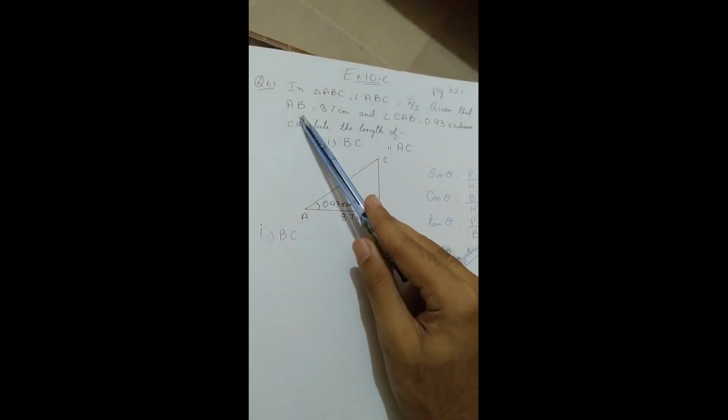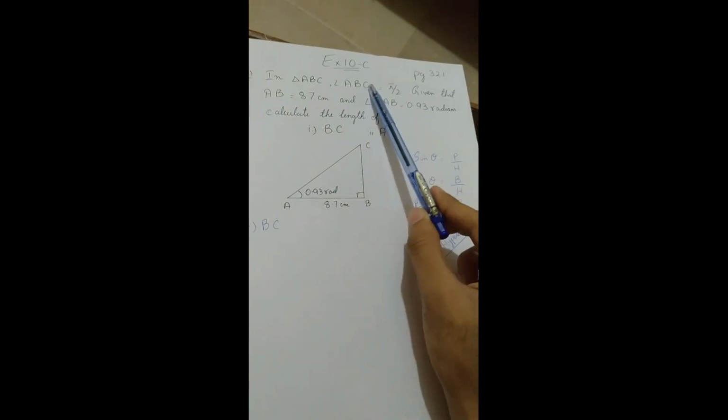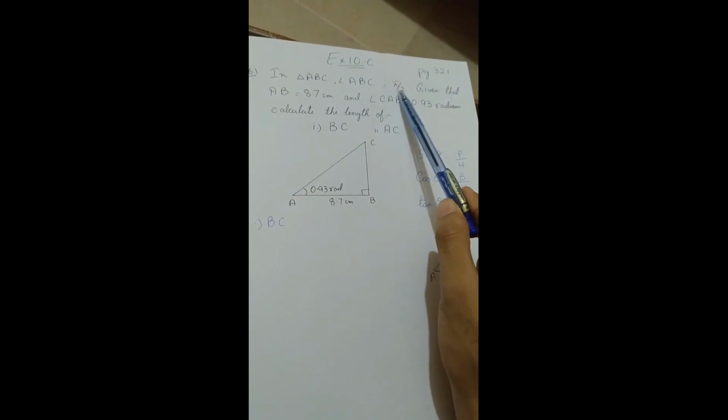Okay, so here we have exercise number 10C, question number 6 here. In triangle ABC, as you can see here, it's a right angle triangle. So angle ABC would be 90 degrees. It is also mentioned here, ABC equals to pi by 2. Pi by 2 in degrees would be 90 degrees. It's very easy, you can try to convert it by yourself. Okay, so pi by 2 is 90 degrees.